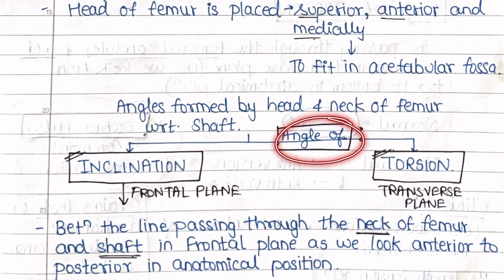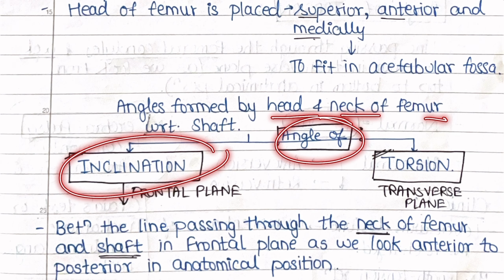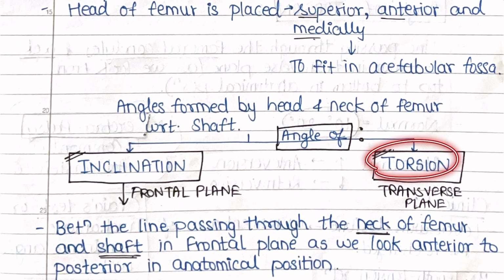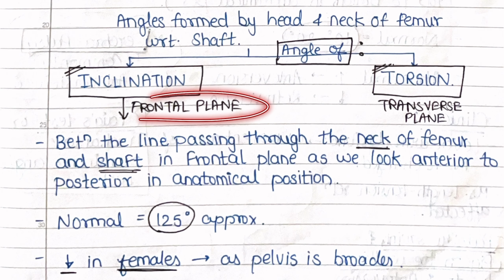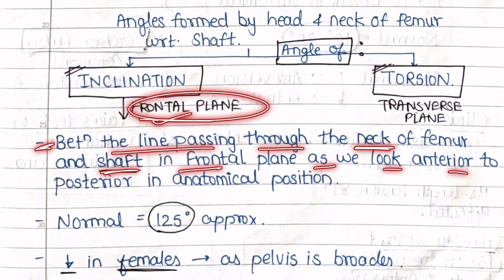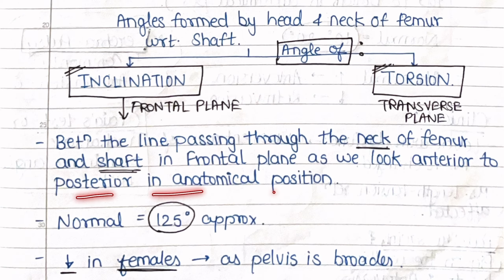There are two angles which are formed by the head and the neck of femur, which is angle of inclination and angle of torsion. Angle of inclination is formed in frontal plane, whereas angle of torsion is formed in transverse plane. So one by one we'll see. Firstly, angle of inclination, which is in frontal plane. It is formed between the line passing through the neck of femur and shaft in frontal plane, as we look anterior to posterior in anatomical position.